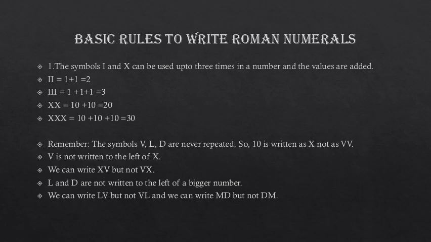Now in our previous slide, we have seen some more symbols also like V, L, D. Now we are going to remember some rules for these also. The symbols V, L and D are never repeated, right? So 10 is written as X, not as VV. Children, you all know V equals 5. If you want to write 10, you cannot write V plus V, I mean 5 plus 5, as VV, because there is a rule that we cannot repeat V. So for writing 10, we write X, not VV.